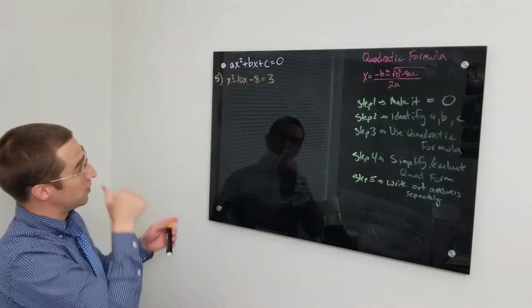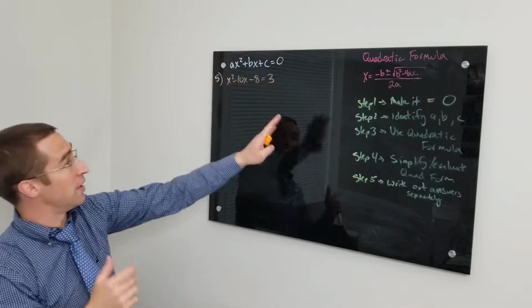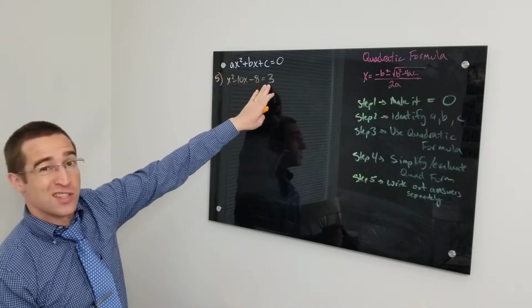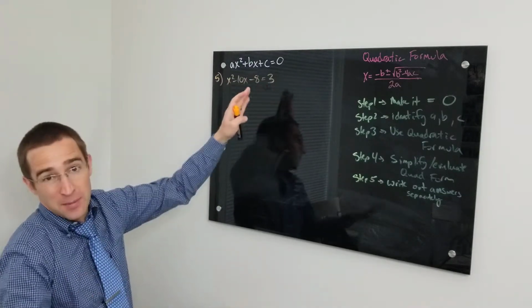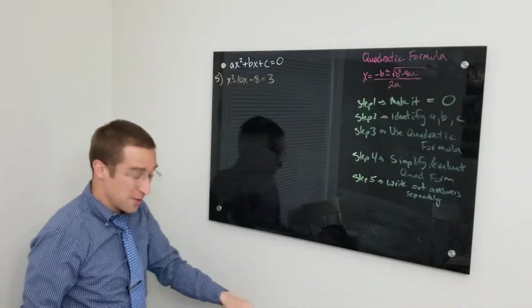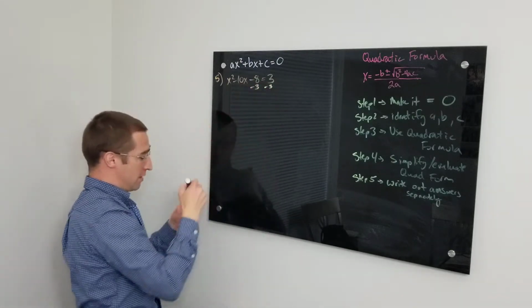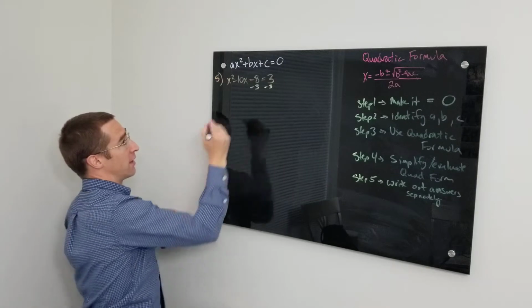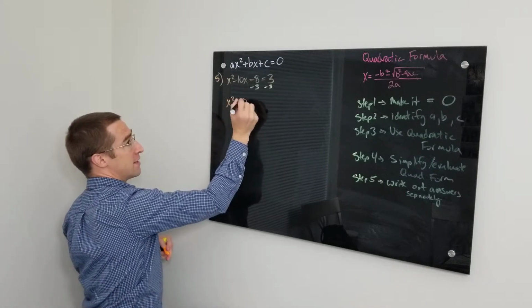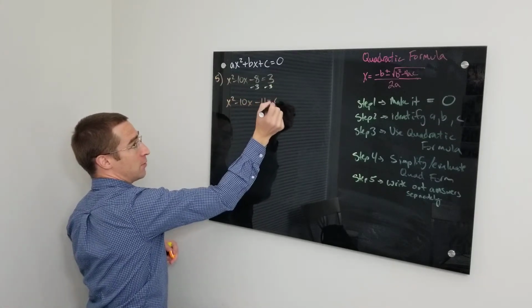So in order to solve this, step 1, we've got to make it equal 0. This equation is equal to 3 on the right hand side, so we need to make that 0. So we're just going to subtract 3 on each side. So minus 3, minus 3. So now we have x squared minus 10x minus 11 equals 0.